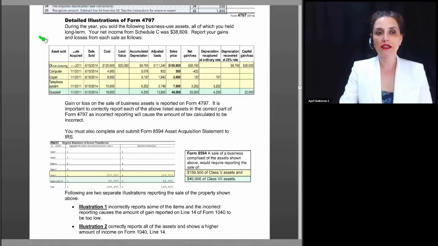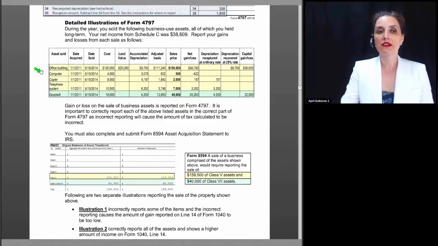It's showing you the asset that was sold, the date bought, the date sold, the cost, land value as a portion of the cost, accumulated depreciation, adjusted basis, sales price, net gain or loss, recapture amount at ordinary rate for depreciation, the recovery rate for 25% depreciation on real estate, and finally the portion of any gain that is capital gain or loss. So what I'd like you to do is be thinking about this particular illustration, and if you were to fill out Form 4797, what part of Form 4797 would you enter each of these assets in?